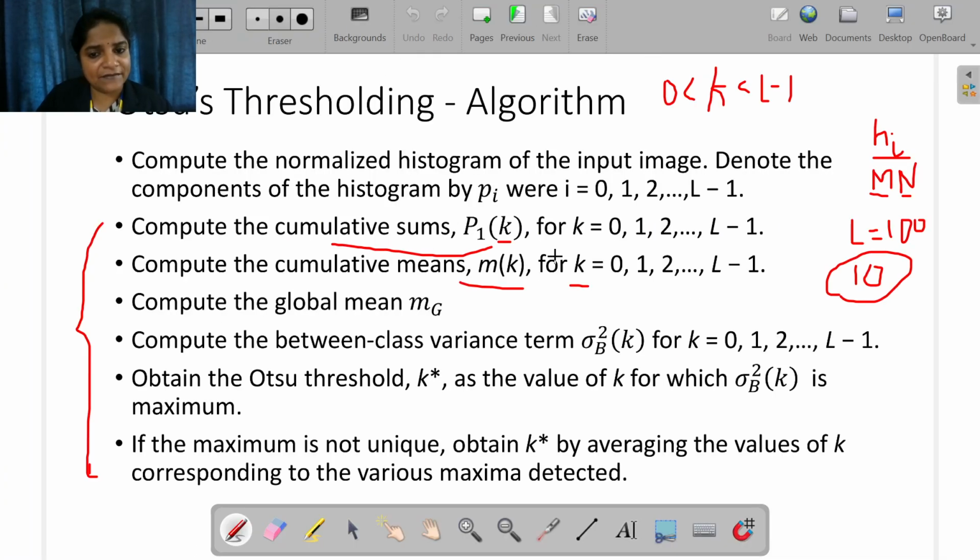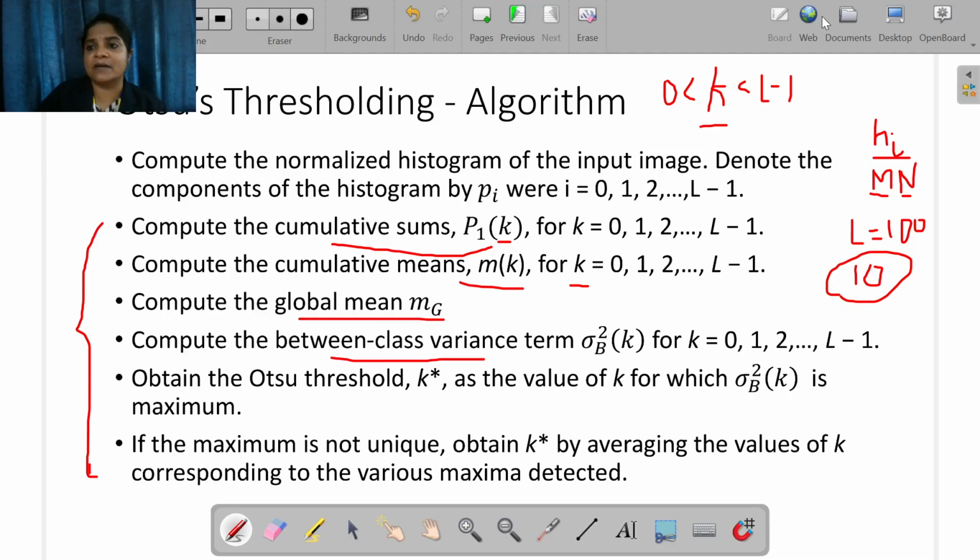So we have calculated the cumulative sums. We have calculated the cumulative mean. Okay. Then finally, global mean. I told you already. We already seen equation 9 for calculating the global mean. Okay. The next step, we have to calculate the between class variance. So all these parameters, P1 of k, M of k, M of g, we calculated for calculating this between class variance only, because that is the ultimate concept of Otsu's thresholding. We are going to choose that k value whose between class variance is going to be maximum. So we have to calculate this between class variance for all the k values.